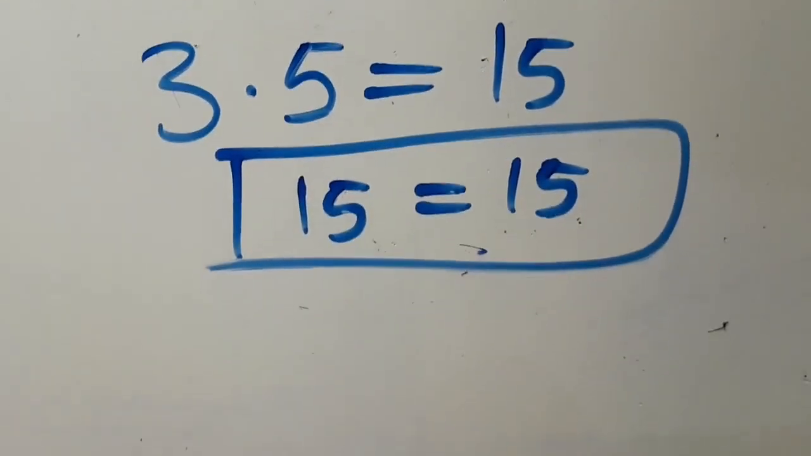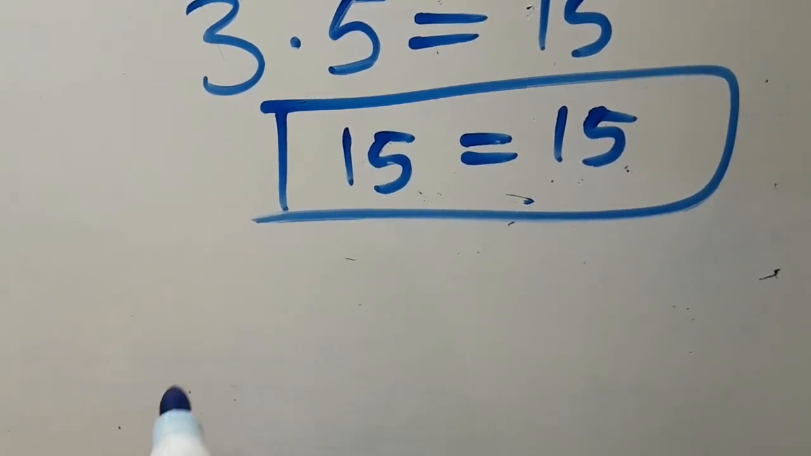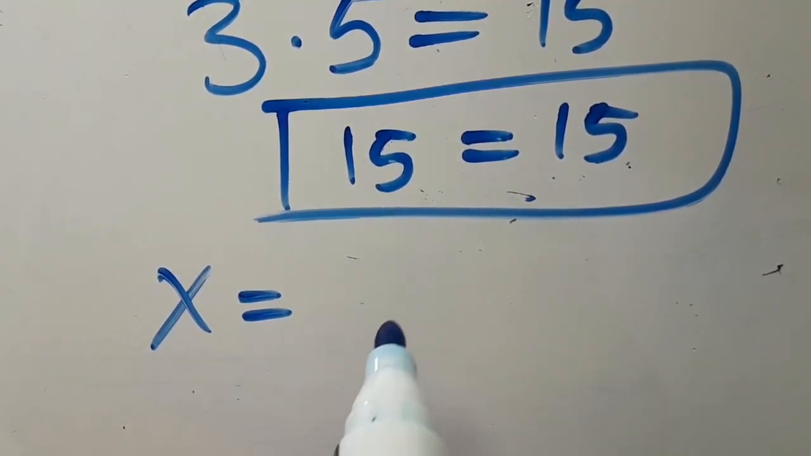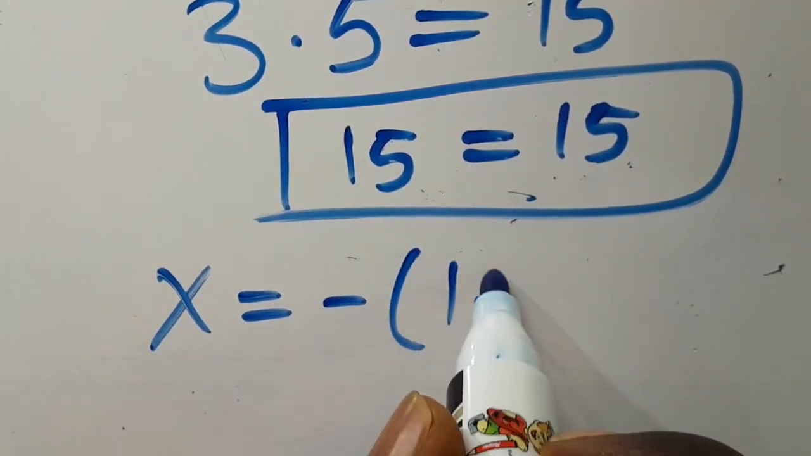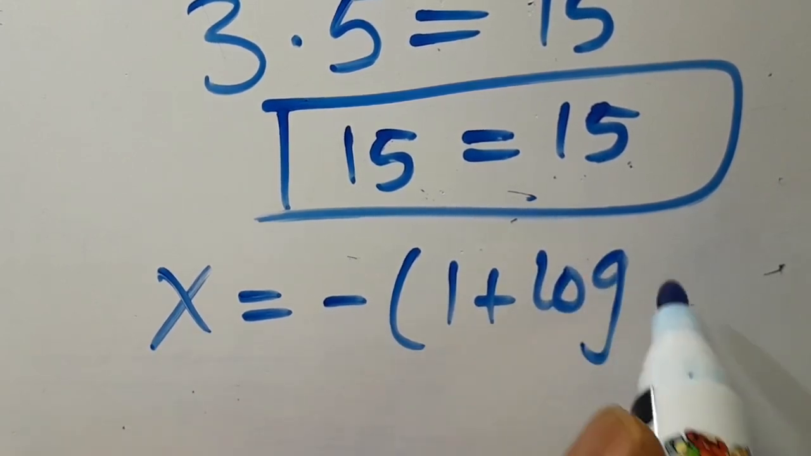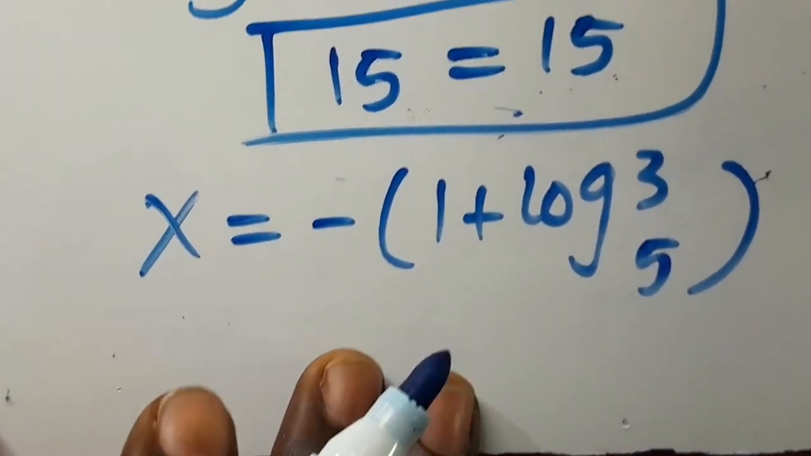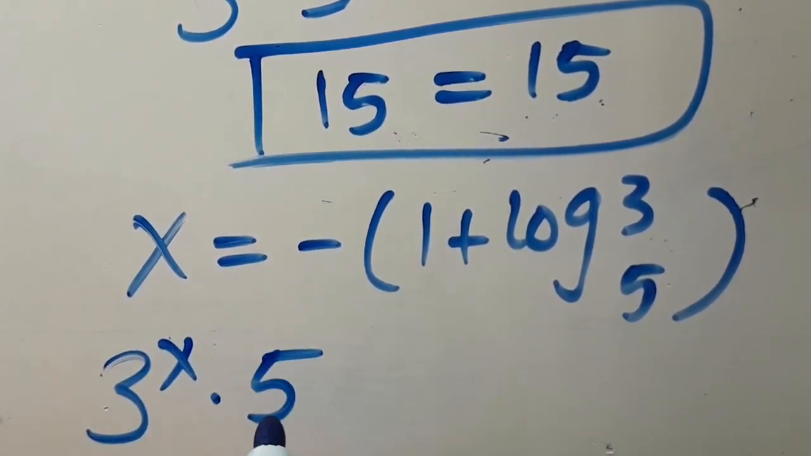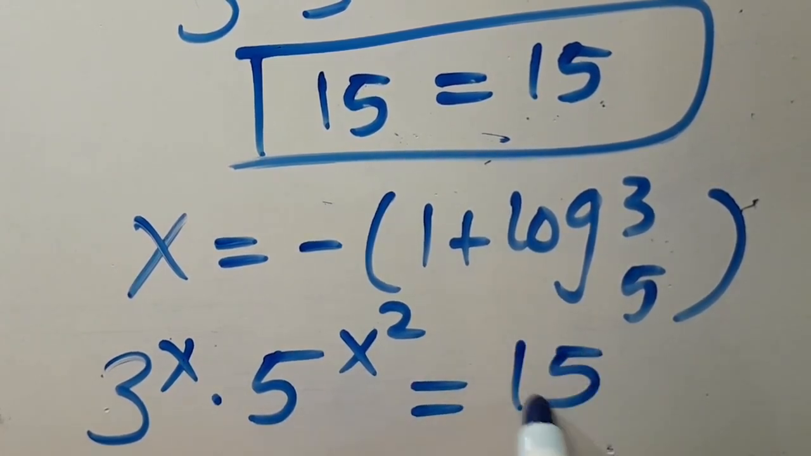So we can also check for the second solution, where we have our x to be equals minus outside 1 plus log of 3 in base of 5. Now remember, we have 3 to the power of x multiplied by 5 to the power of x squared, which equals 15. Then let's substitute this and see what will happen.